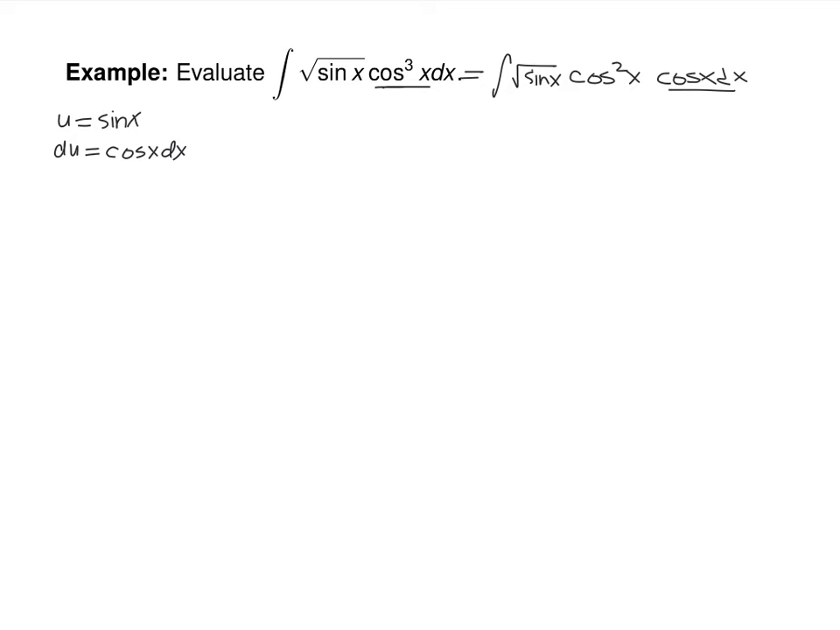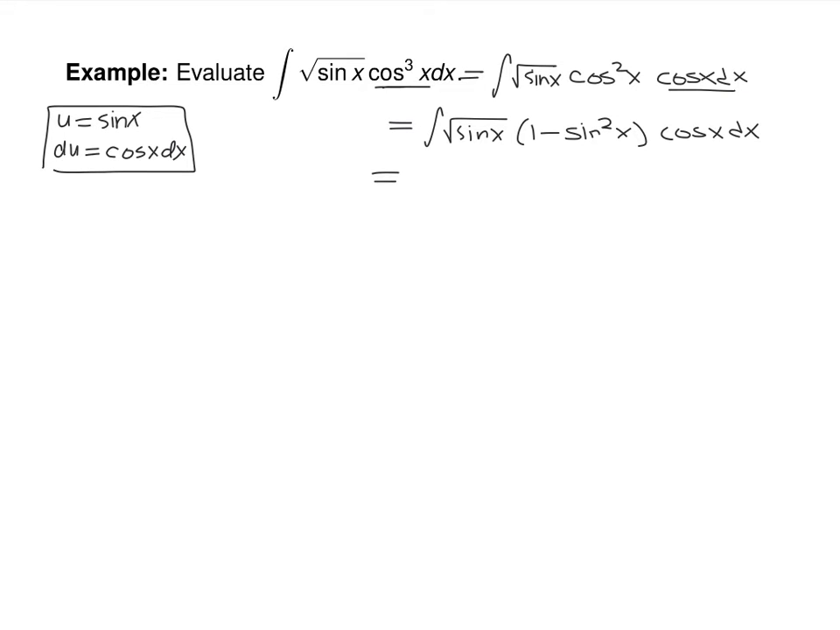Now cosine squared can be changed into some combination of sine squareds. Cosine squared is equal to 1 minus sine squared. So this is the integral of root sine x times 1 minus sine squared x times cosine of x dx. And now you're ready to make your substitution. So we have the integral of square root u times 1 minus u squared du.